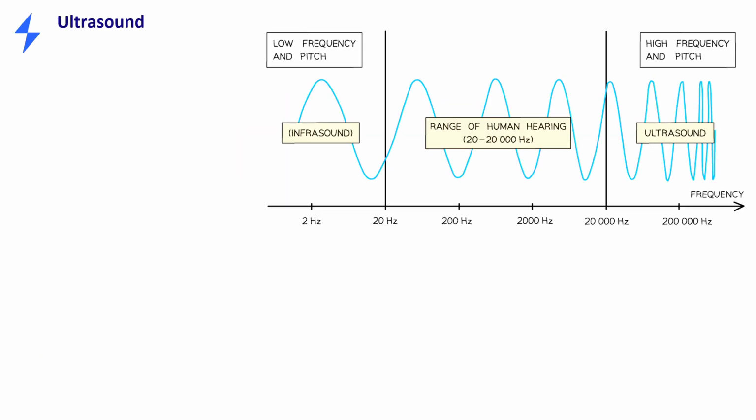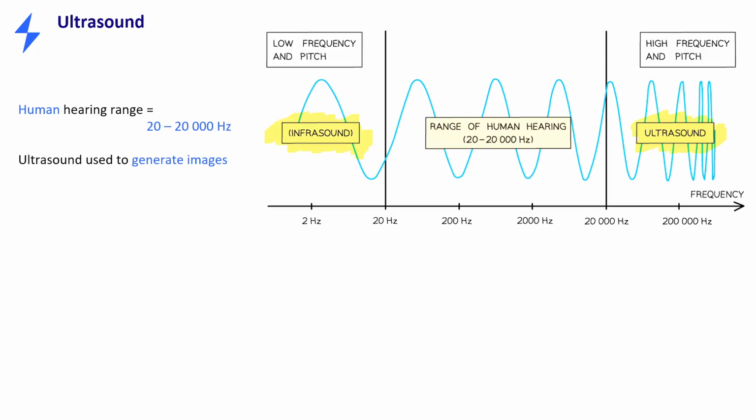This video is about the uses of ultrasound. Ultrasound is a longitudinal sound wave that has a higher frequency and pitch than audible sound waves. Humans can hear frequencies between 20 and 20,000 Hz. Anything above that is considered ultrasound, and anything below that is considered infrasound.